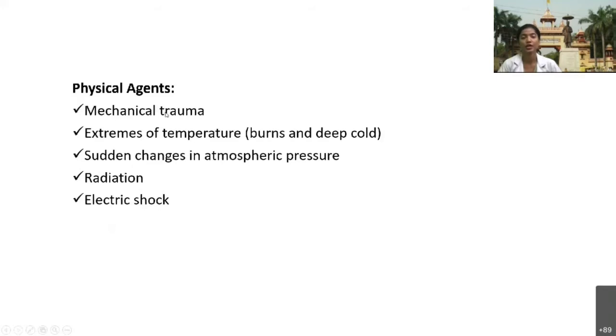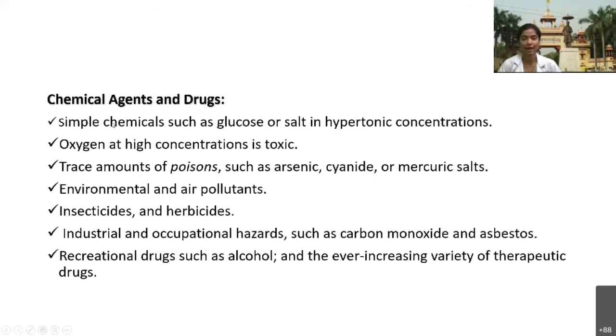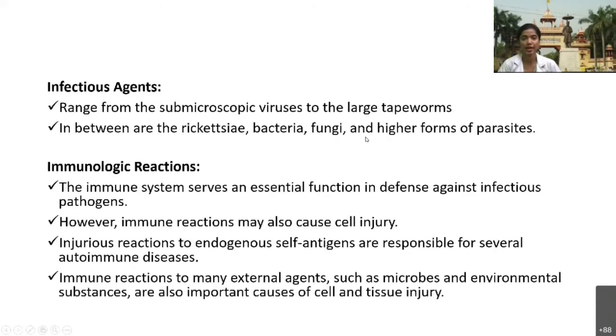Now, what are the other causes? There can be physical agents like mechanical trauma, extremes of temperature, sudden changes in atmospheric pressure, radiation, electric shock. Chemical agents and drugs: simple chemicals like glucose or salt in hypertonic concentration, oxygen at high concentration, poisons like arsenic, cyanide, mercuric salts, environmental and air pollutants, insecticides, herbicides, occupational hazards like carbon monoxide and asbestos exposure, or even drugs like alcohol, or the increased use of therapeutic drugs can also act as an injurious chemical stimulus.